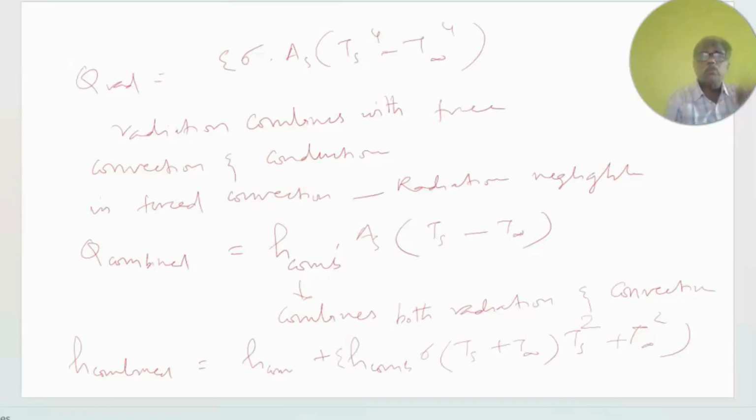So with this we come to the conclusion for first CO. CO means course outcome. We have discussed the various modes of heat transfer.